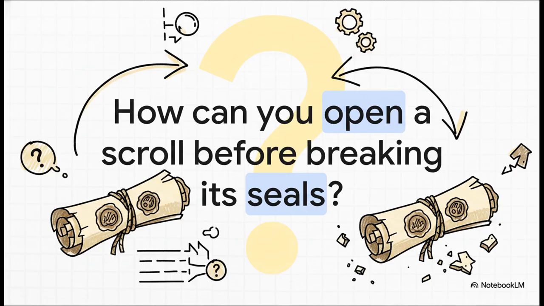Take Revelation chapter 5. An angel asks, "Who is worthy to open the scrolls and break its seals?" Now, if you translate that literally into a strict chronology language, your audience is going to be incredibly confused, because logically, you have to break the seals first and then you can open the scroll. You literally can't open it before breaking the seals.